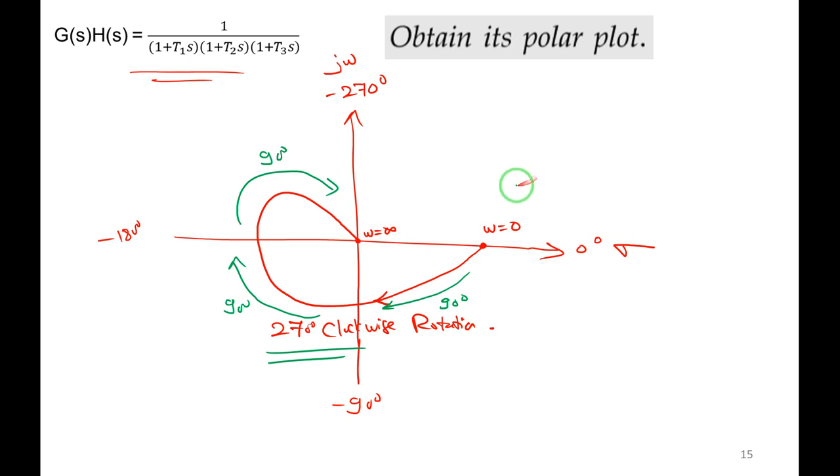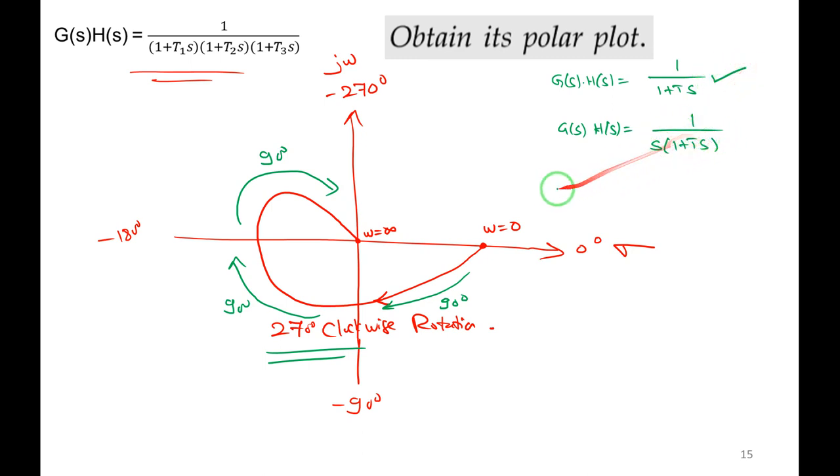Yes, sir. Good. See, I'll summarize whatever we have studied. I want one more slide, but I don't have any other slide. Just let me take it here. Suppose g of s into h of s is equal to 1 by 1 plus ts, right? If I go on adding to g of s into h of s, what we have studied, I am just summarizing it. I will add one pole at the origin, 1 plus ts. So I know the nature of polar plot for this, but no need to draw because I know the nature, how it is.